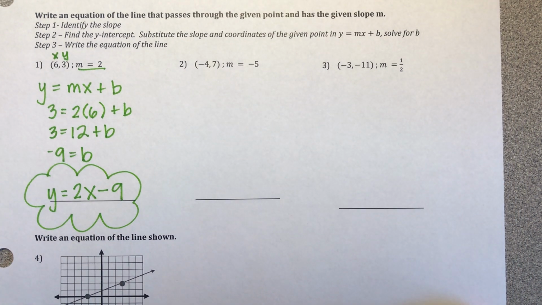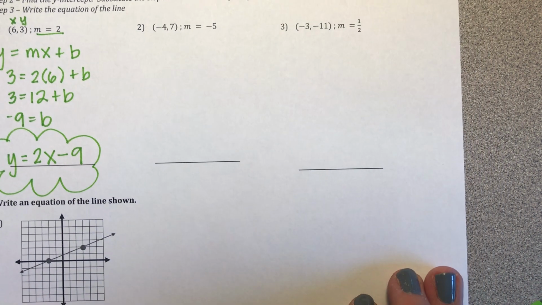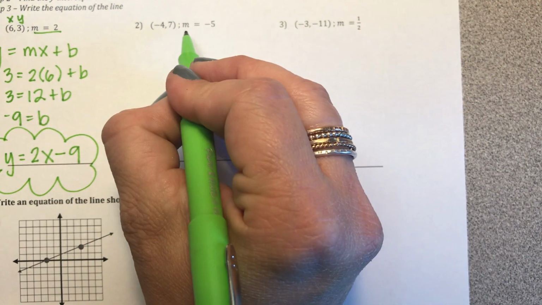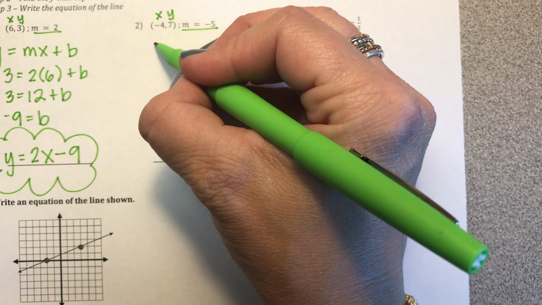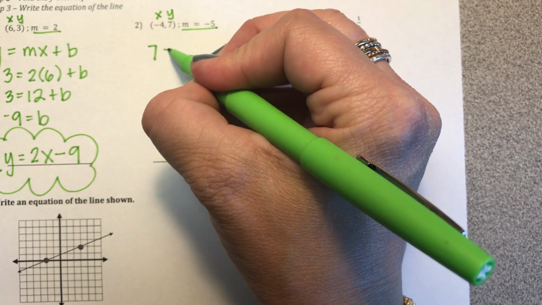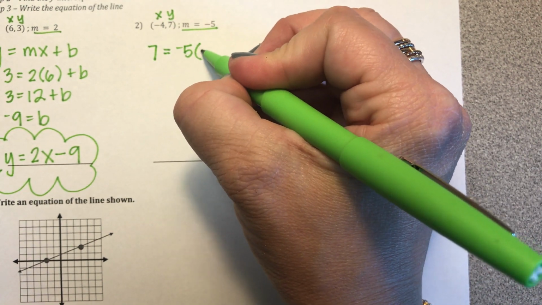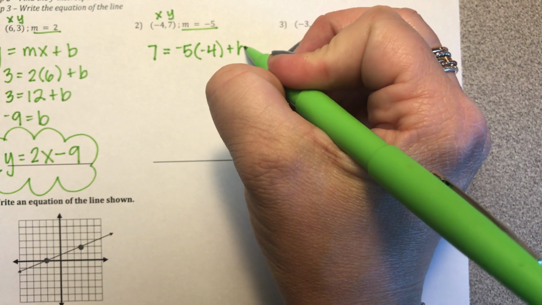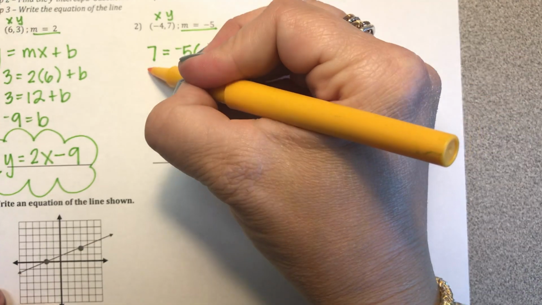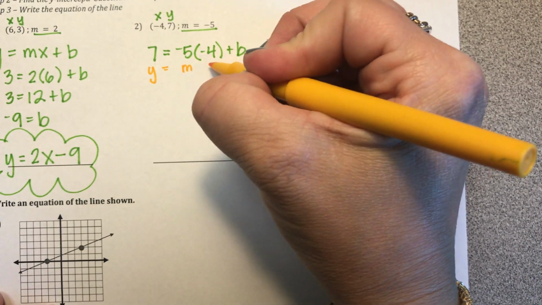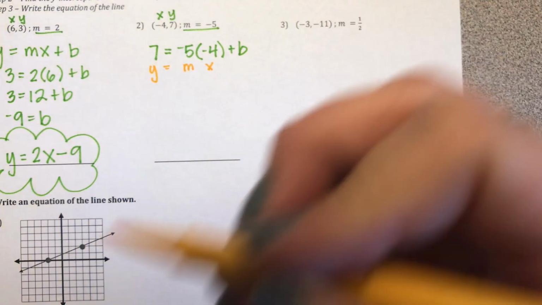Okay, let's look at number 2. Same process. We're given the slope. This is x, this is y. So we can plug it in to y equals m times x plus b, right? So I'll just write it under here. So y equals, this is m, this is x, and then that's b.